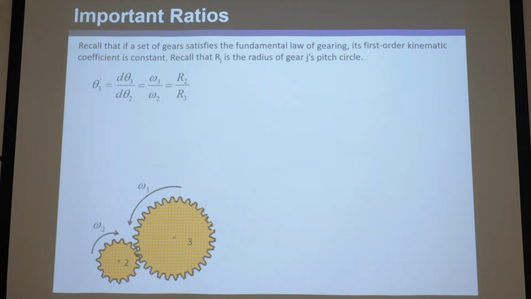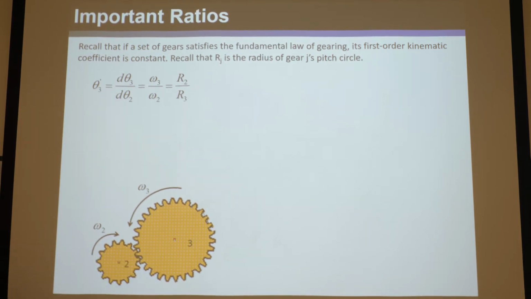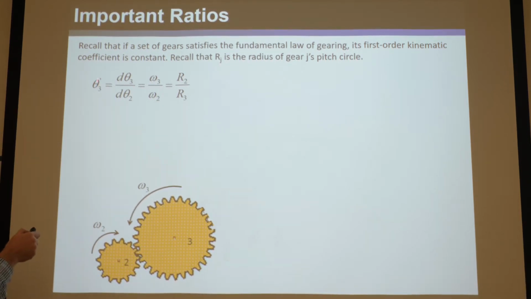Okay, recall that if a set of gears satisfies the fundamental law of gearing, its first order kinematic coefficient is constant. And you might recall this. We proved this if this is gear 2 and this is gear 3 and this is the input. You want theta 3 prime to be constant because you want these ratios to be constant. And we derived that in the previous lectures there.